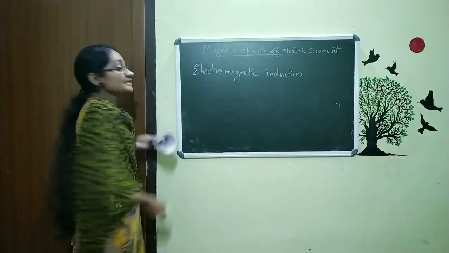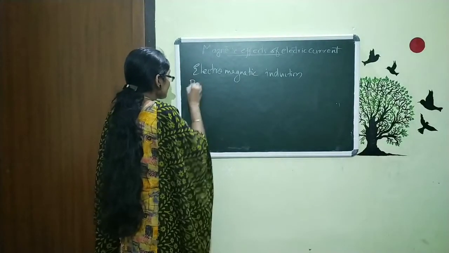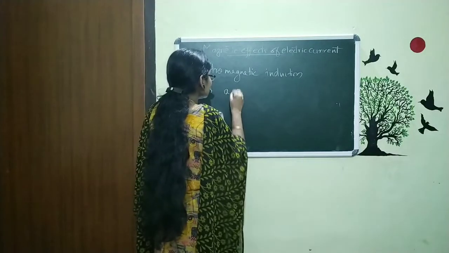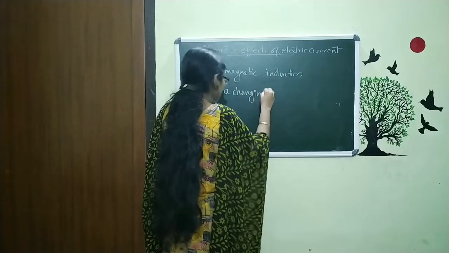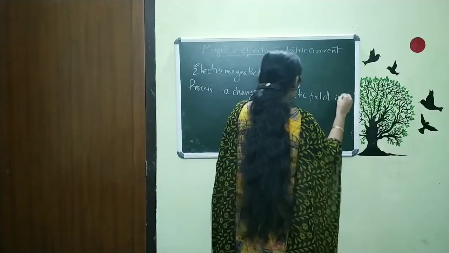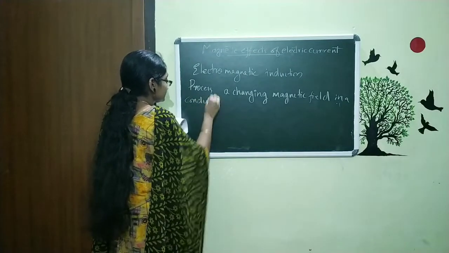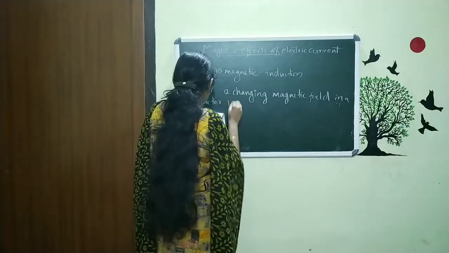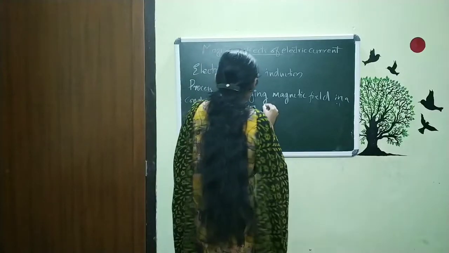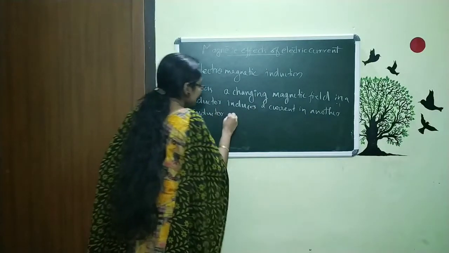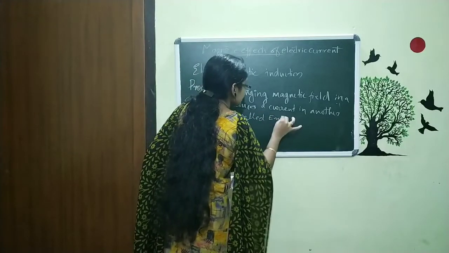Electromagnetic induction. This is the process by which a changing magnetic field in a conductor induces a current in another conductor. It is called electromagnetic induction.